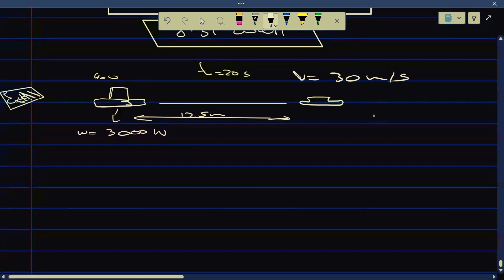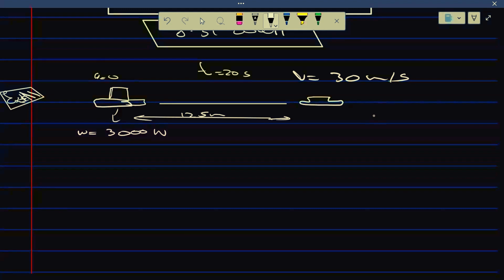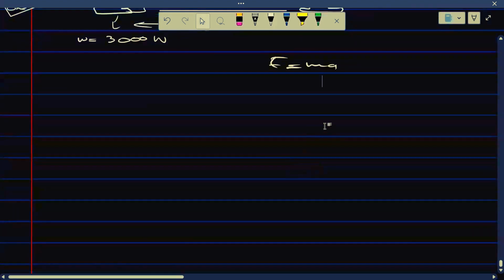In this question, first we have to calculate force, and then distance. The distance is given, so first we have to calculate the force. So what is force? F is equal to ma, right? F is equal to ma. Hence, first we have to calculate m.